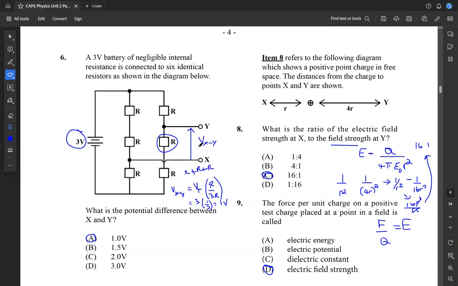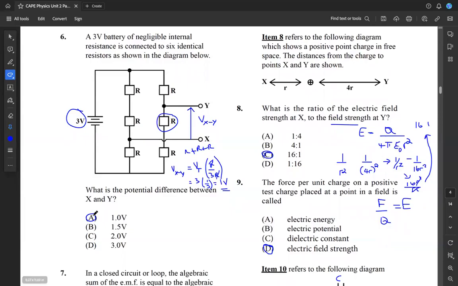So the potential difference across XY is equal to the total voltage coming in multiplied by the resistance here divided by the total resistance in this arm, which is 3R. So we get VT times R over 3R. We cancel these 2 R's with each other, and VT is 3, so we plug that in. We end up with 3 times 1 over 3, and that's just 1 volt. So we come out with 1 volt as our potential difference, and we see that that's A here. That's our correct answer for number 6.